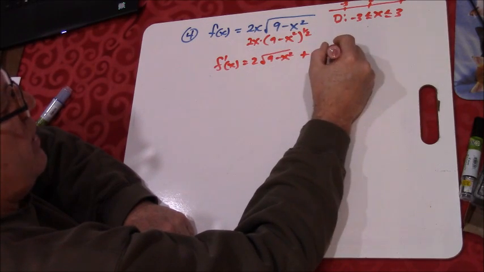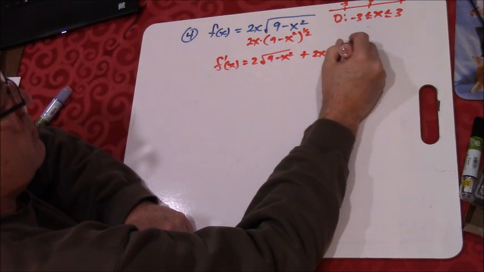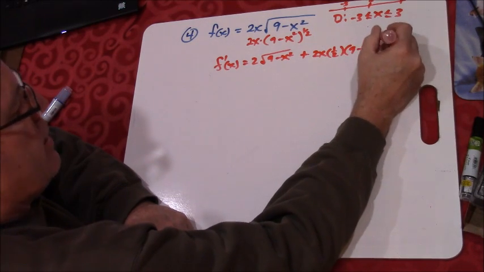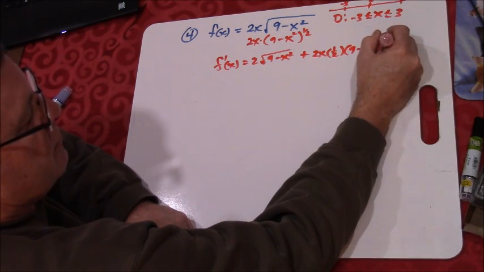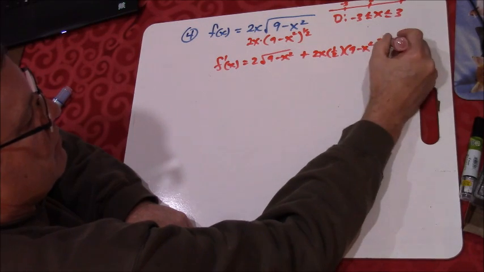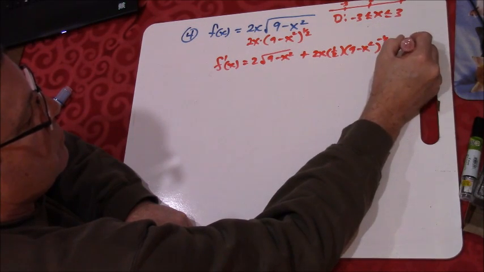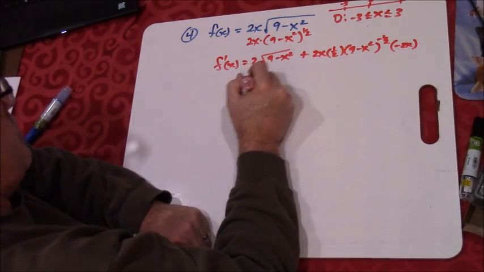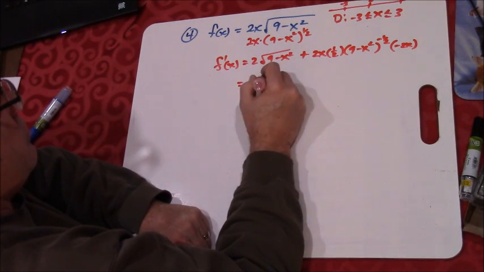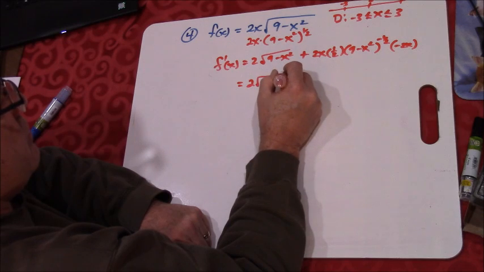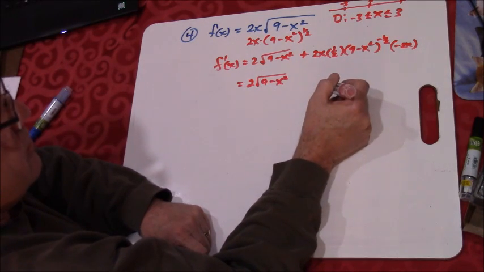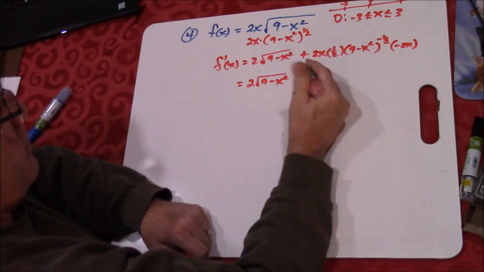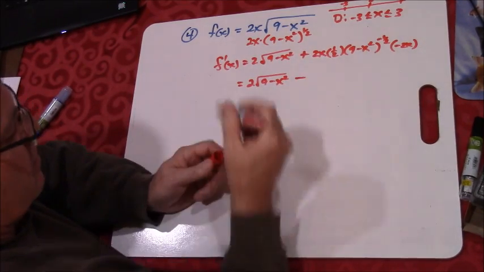So I've got to bring that 1/2 down in front. I still have 9 minus x squared. Subtract 1 from the exponent, I get -1/2. And then times the derivative of the inside, which would be a -2x. And so that means I now have 2 times the square root of 9 minus x squared. Let's see, positive times a negative, so that's negative overall.